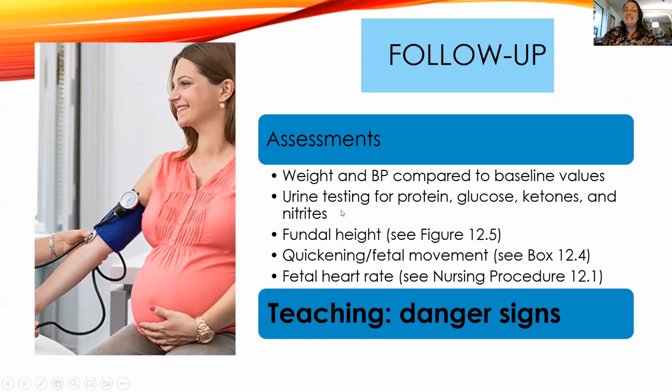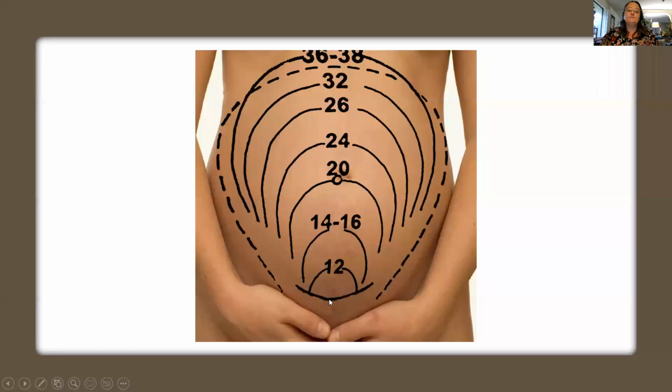We're going to be testing that urine. Here's a hint for things like protein, glucose, ketones, and nitrates: make sure you know why. We're going to be measuring a fundal height. I'm going to show you about that in just a second. We're going to be feeling for fetal movement, asking about fetal movement, and listening to the fetal heart rate. And then most importantly, we're going to be teaching danger signs so she knows when she needs to call back, even if it's before that next scheduled appointment.